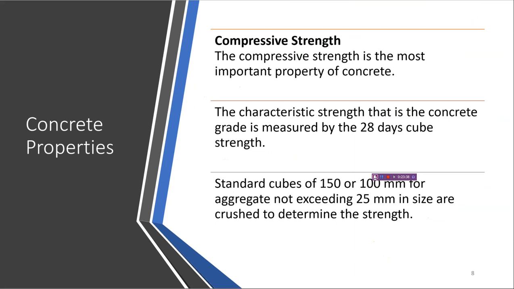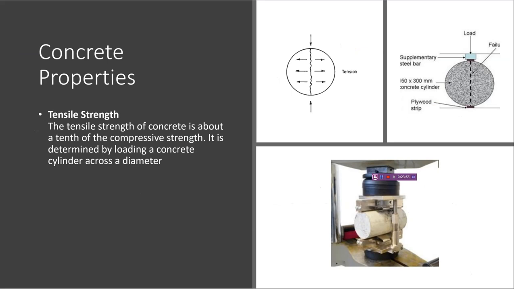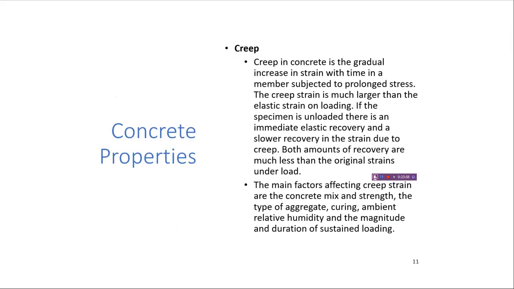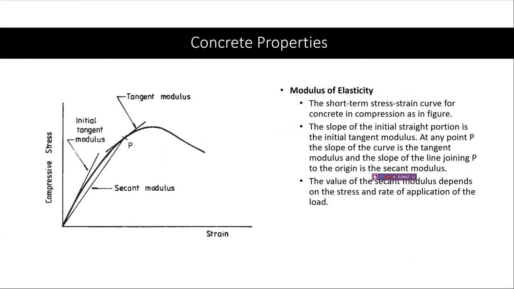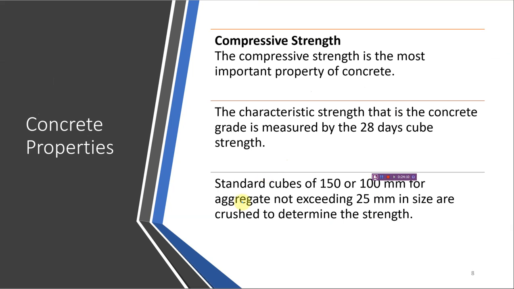Alright, so here we have concrete properties. So concrete properties, compressive strength. Okay, so kita ada beberapa concrete properties lah. First of all is compressive strength, and we have tensile strength, modulus of elasticity, creep and shrinkage. Okay, so this is all the properties of concrete lah. Okay, so the compressive strength is the most important property of concrete. The characteristic strength, that is the concrete grade, is measured by 28 days cube strength.